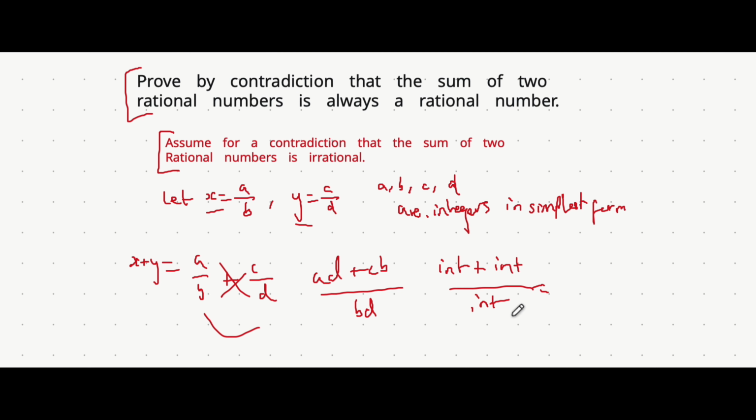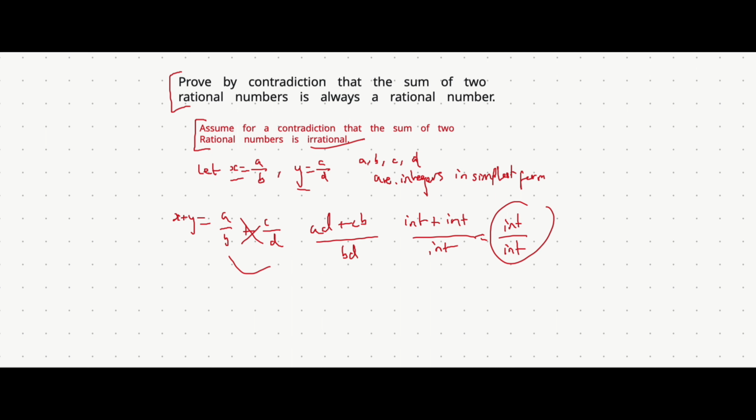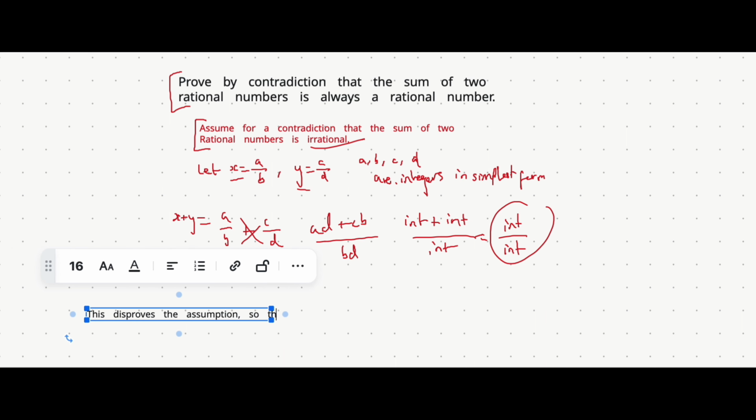That means that the top and bottom of the fraction end up being integers at the end of the question. However, that disproves the assumption, because our assumption is that when you add two rational numbers, it gives you an irrational, whereas we've shown that it actually gives you a rational. How you'd word your final finishing statement of the question is, this disproves the assumption, so the original statement has to hold true.